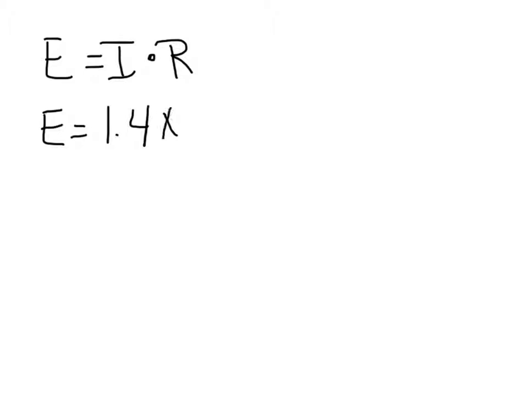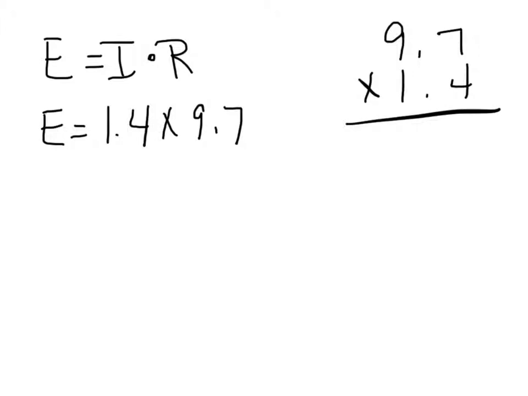To determine the voltage, we are going to take E equals I, or amperage, times the resistance. Looking at the information that was given to us, we'll have E equals 1.4 amps times 9.7 ohms. Doing my math, I'm going to have 9.7 times 1.4. 4 times 7 is 28. Carry that 2. 4 times 9 is 36, plus 2 is 38.